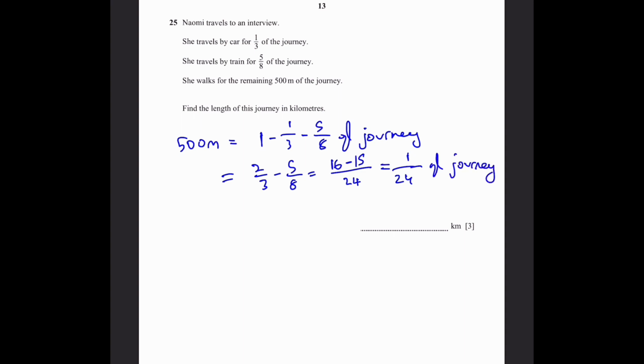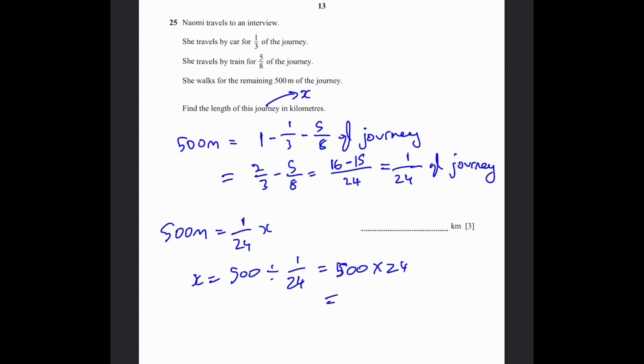So that's 500 meters. And let's say the journey is equal to x. So 500 meters is equal to 1 by 24 x. And x is equal to 500 divided by 1 by 24, which is equal to 500 into 24, which is equal to 12,000 meters, 12 kilometers. That's the answer.